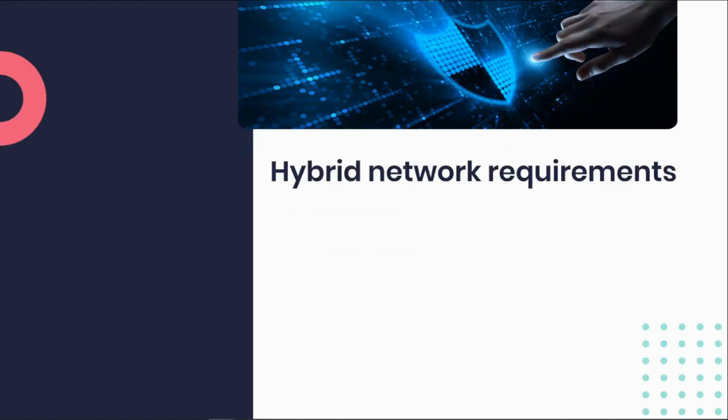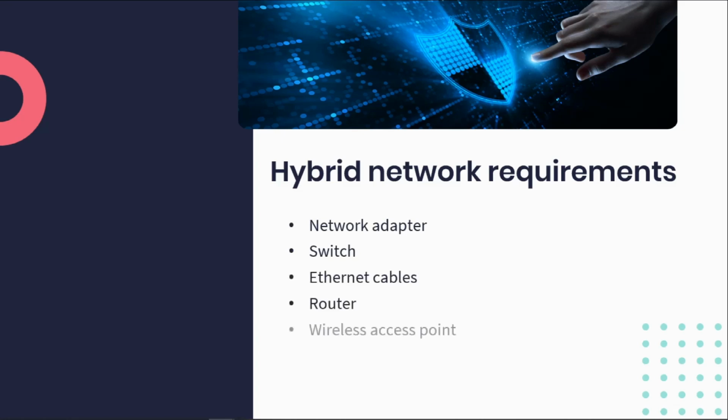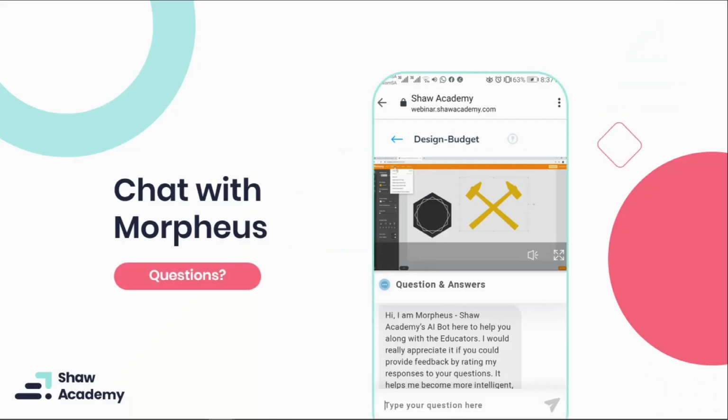Lastly, if the small business has a hybrid network, it would probably use more than one type of connecting technology or topology. Remember that word from Lesson 1? So it may need the following: a network adapter, a switch, Ethernet cables, a router, a wireless access point, and a firewall.